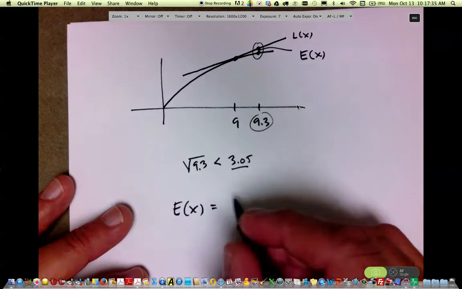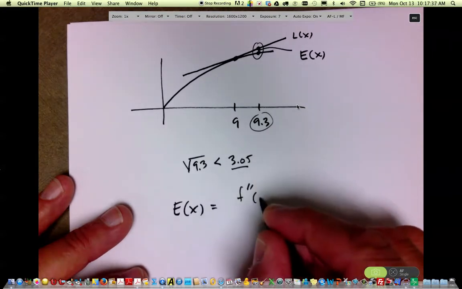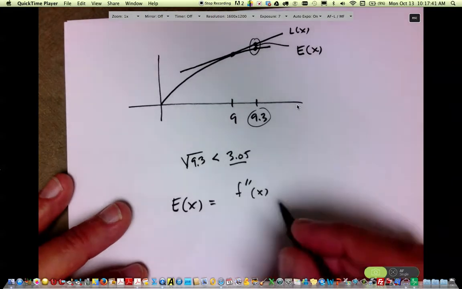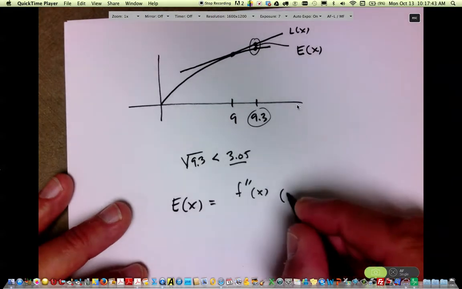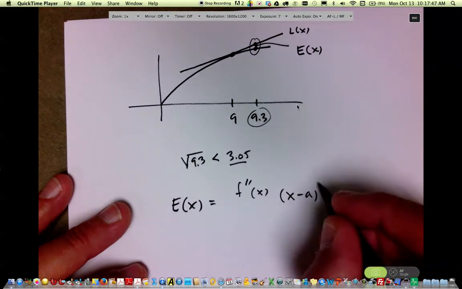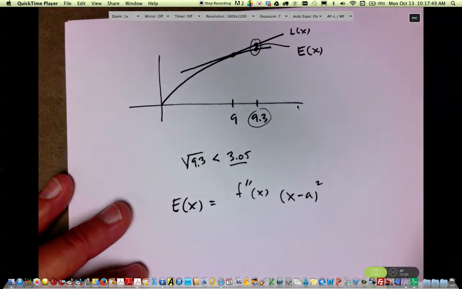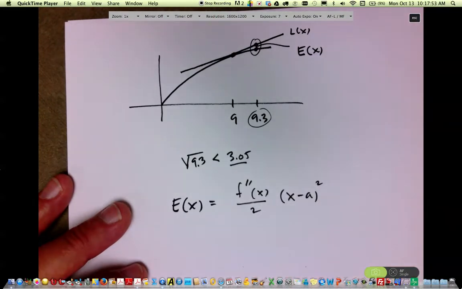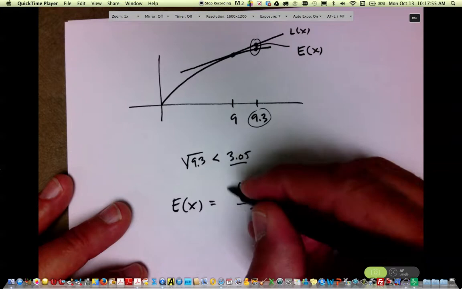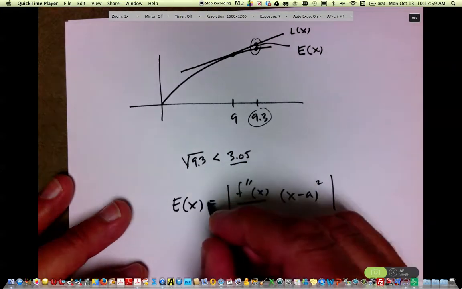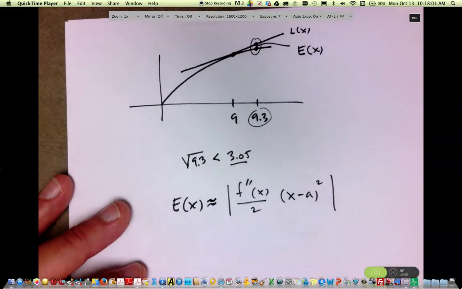It's going to be dependent upon the second derivative of the function at x. Then it's also dependent upon how far x and a are away from each other, and it's actually going to be the square of that difference. One other thing is that we take that second derivative and divide it by 2. The error is then the absolute value of that number, and this is approximately equal to the error.